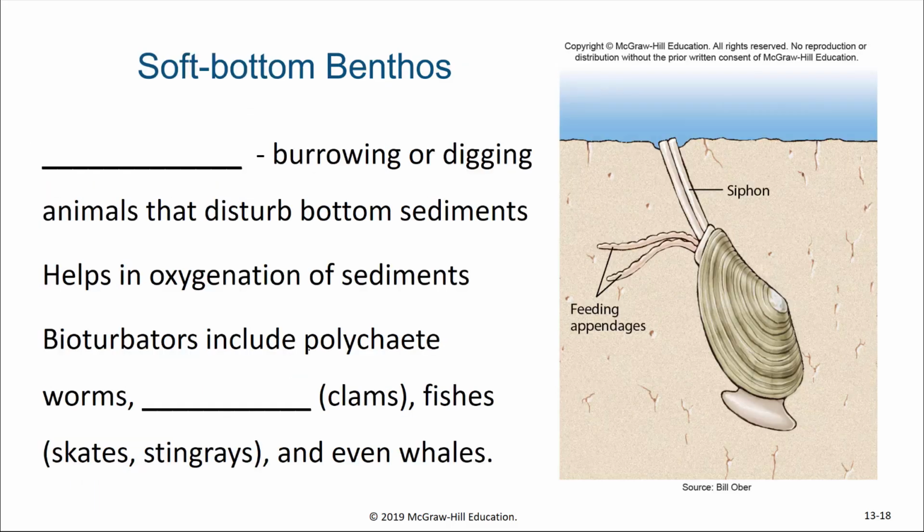Organisms that dig in the sediments are known as bioturbators. These are burrowing or digging animals that disturb bottom sediments. This helps to oxygenate the sediments, and these can include things such as polychaete worms, mollusks, certain fish, and even whales.